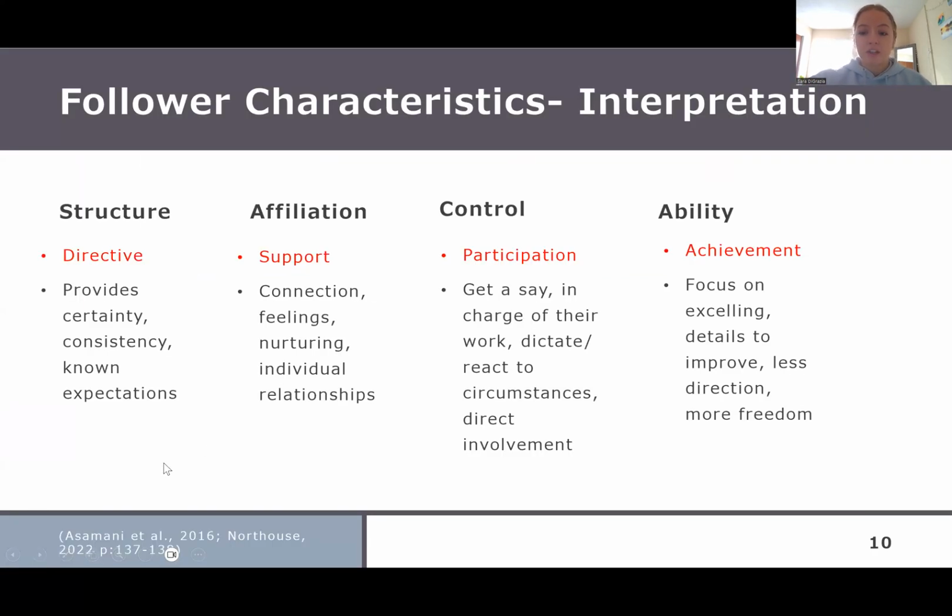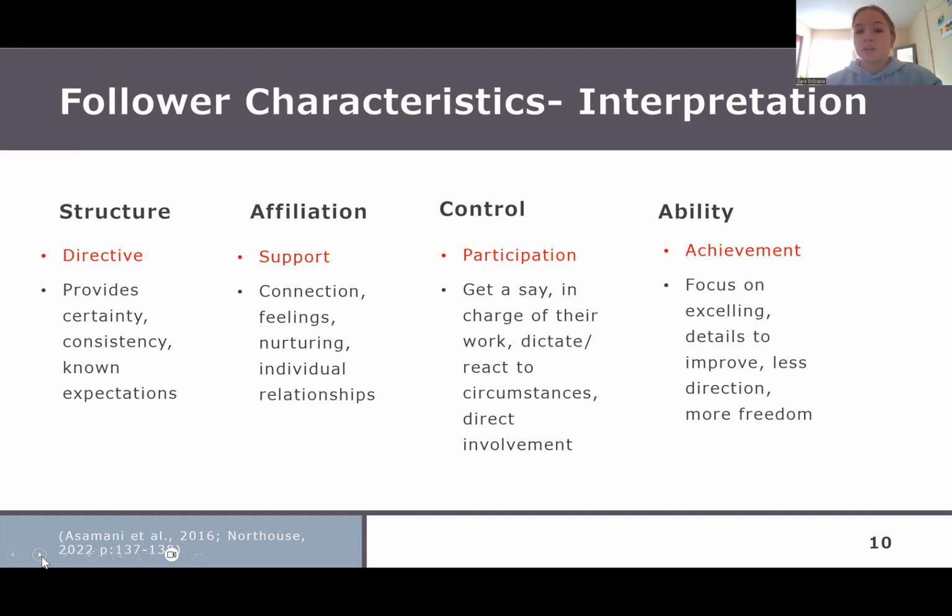All right, now we have follower characteristics. So basically, leaders need to interpret their followers' needs, and then base what type of leadership role they should be giving them on those needs. And I'll explain that further. So if your follower has a preference for structure, which is the first one up there, you are going to want to do that more directive style of leadership where you provide that certainty and consistency to those individuals, so that they know their expectations. They're looking for that more hands-on, this is exactly what I want you to do in your work type of leadership. Second one is a need for affiliation.